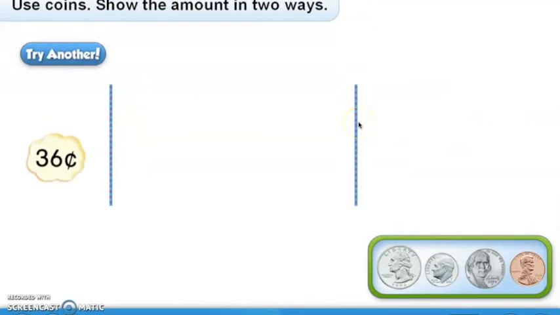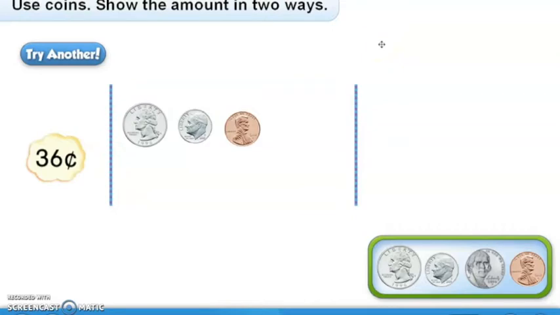Use coins, show the amounts in 2 ways, so 36. Okay, so what I'm going to do is, again, I'm going to start with my quarter because I can use a quarter. So I have 25 cents there. Then I add a dime, so that would be 35 cents. So 25, 35, and then I add 1 penny to make 36.